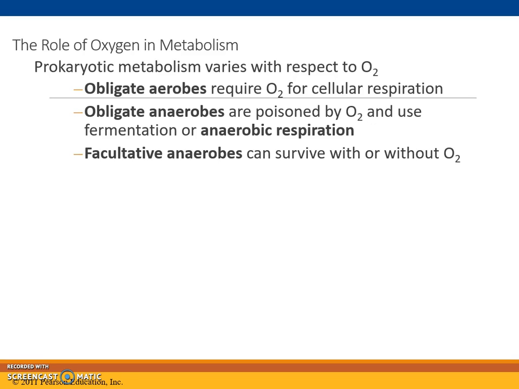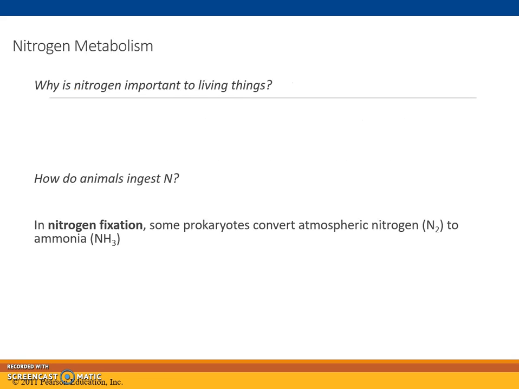What's the role of oxygen in metabolism? Prokaryotes can be obligate aerobes. Aerobes require oxygen for cellular respiration. Obligate anaerobes are poisoned by oxygen and use fermentation or anaerobic respiration. And finally, facultative anaerobes can survive with or without oxygen. Here are a couple more questions for you to answer. Please pause, answer, and then move further.